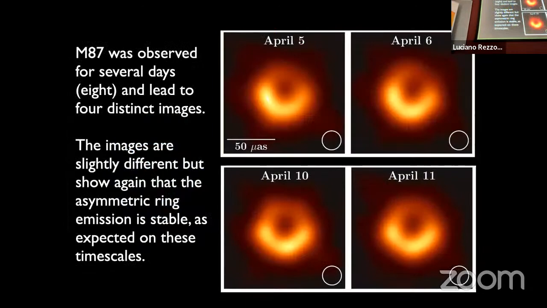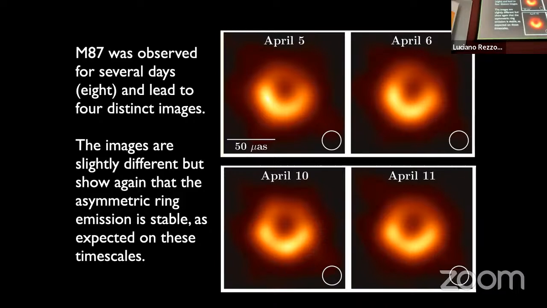These are the images we took of M87, and we published in 2019, 3 years ago. And as you can see, they are different. So we observed 8 days. 4 days were just not good enough. But for 4 days, we had enough coverage. We had enough telescopes that could see the source.